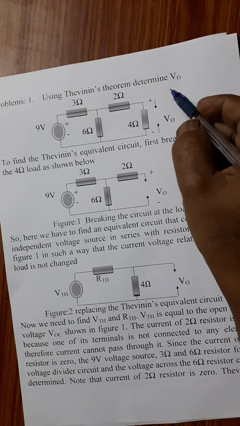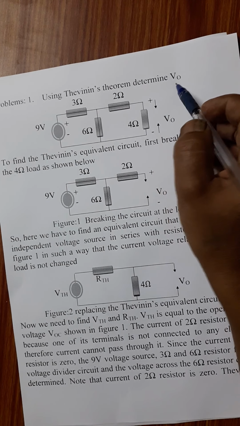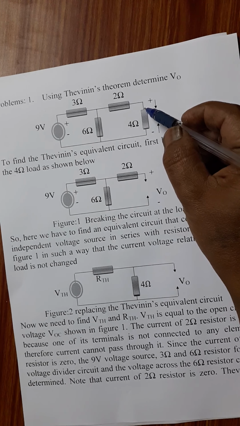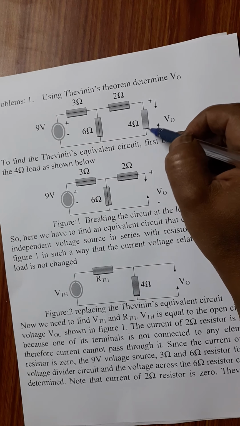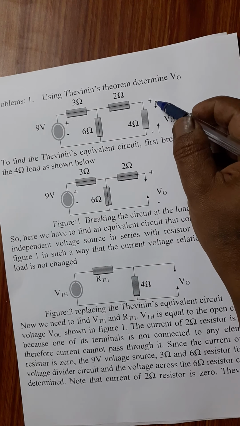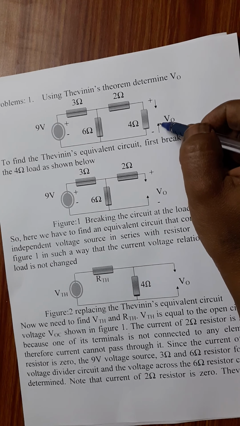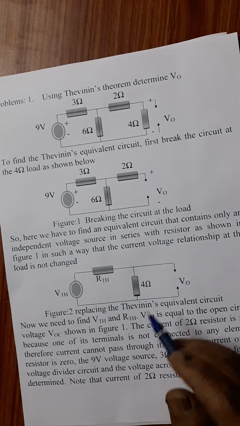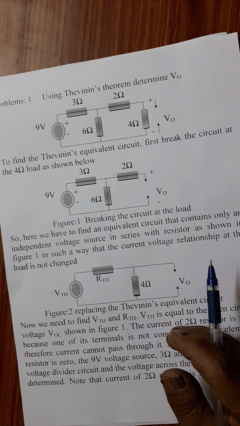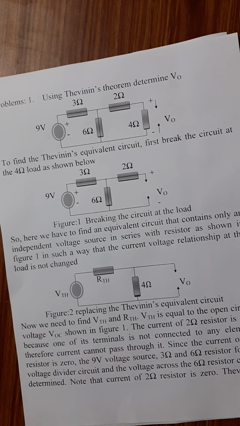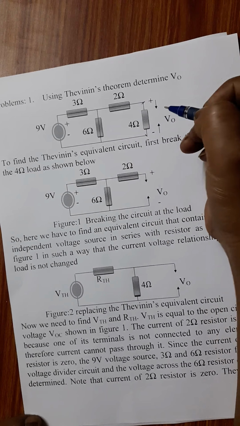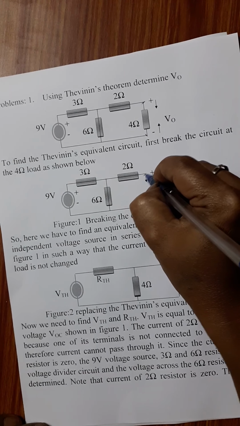So here what they are asking us to determine V of naught, that is through this 4 ohm resistor. So once you identify the element, that is this 4 ohms resistor, through which I have to find out V of naught, consider this as the load resistor. Now open the load resistor and measure the voltage across the terminals. So open this and measure the voltage across this, say A and B.